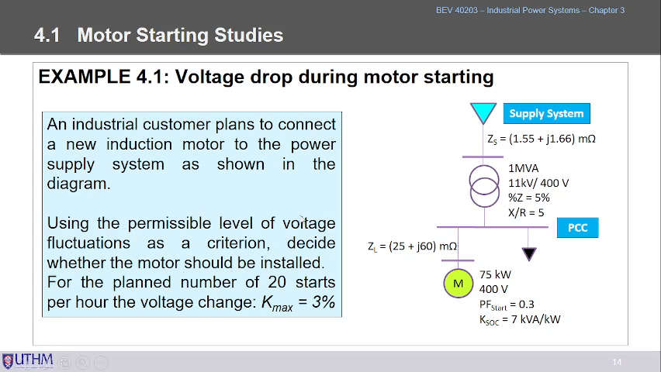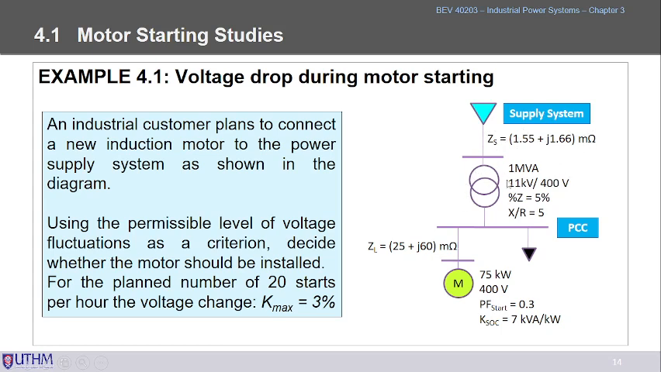So in this case what we have limited is the power factor. We have limited the voltage drop, maximum is only 3%. So that means at the PCC, the point of common coupling, the voltage drop during the motor starting is allowed only 3%. Then we have the ZS, the impedance for the source, the incoming supply. S is the supply, in milliohms here.